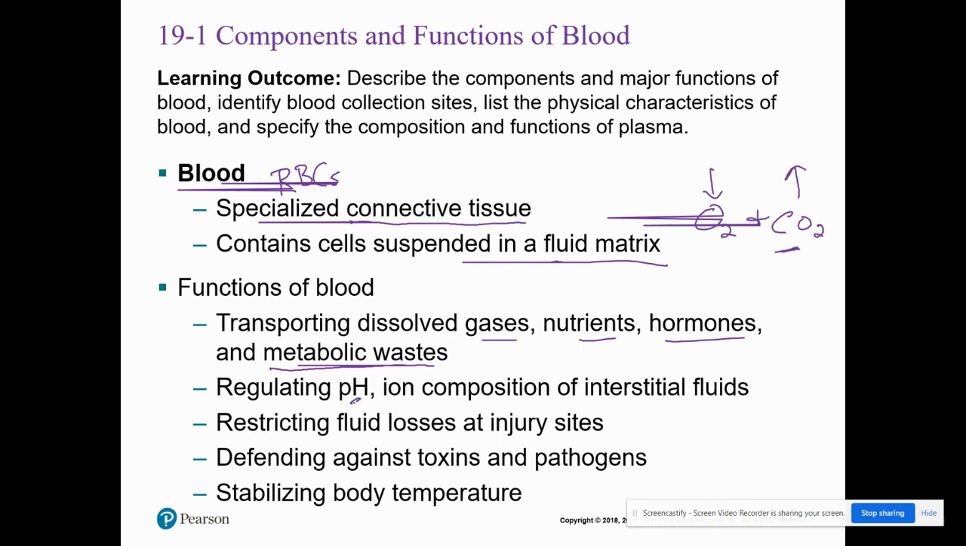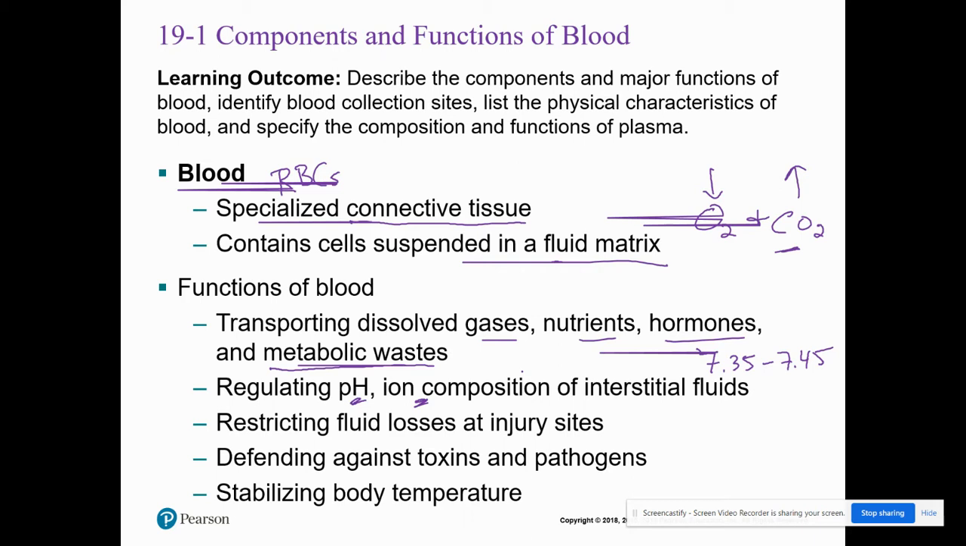The blood is going to regulate our pH, which is slightly alkaline. It is between 7.35 to 7.45 on the pH scale, which is 0 to 14. So it's slightly alkaline. Ions such as sodium and potassium for the functioning of your heart and muscles, and calcium.